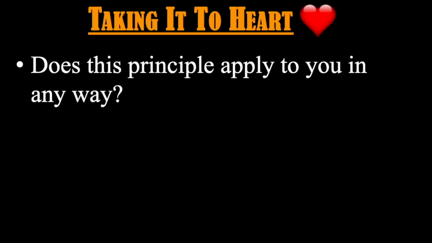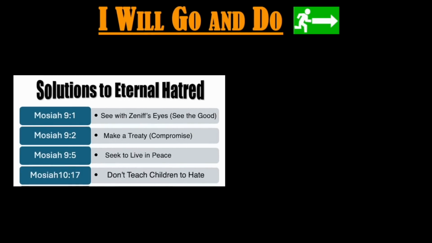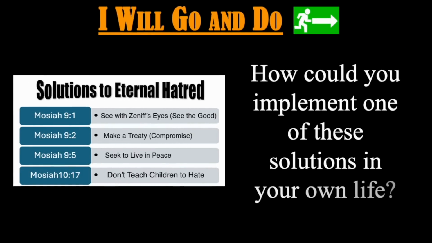If so, I encourage you to learn from this story and consider the following question. Is there any way that you could apply Zeniff's example to your own life? If so, how? Are any of his solutions applicable to your situation? And if they are, how could you implement them in your own life? Maybe it's just to ponder and find the good in them. Maybe it's hammering out and negotiating through an acceptable treaty or workable compromise. Or maybe it's believing in and devising a way to live in peace, side by side, with somebody who sees things differently than you.